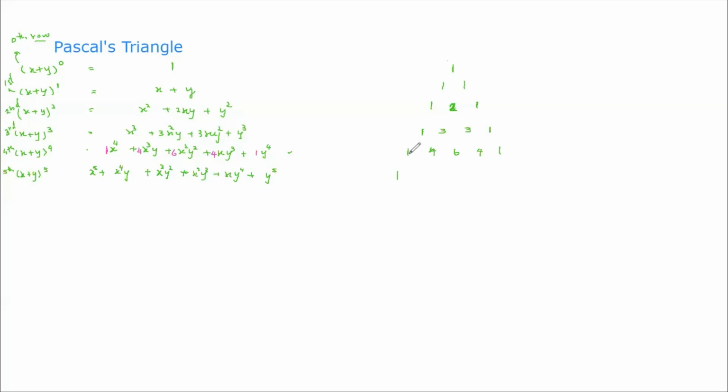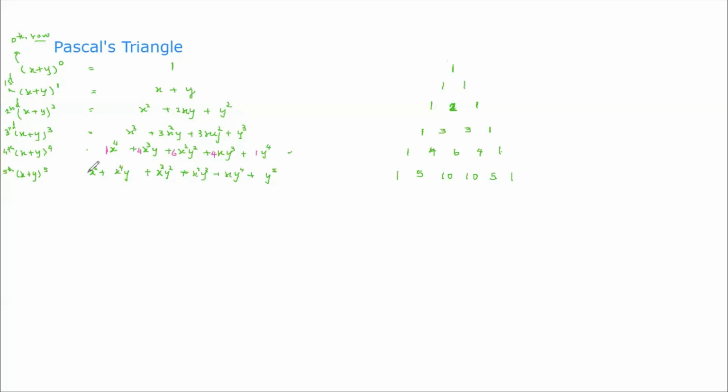So then the next term is going to be 1 plus 4, which becomes 5, you write that down here. And then 4 plus 6 is 10 here. 6 plus 4 becomes 10. 4 plus 1 becomes 5. 1, bring it down. Okay? So now we get the coefficients of the fifth row. So you can fill in here.